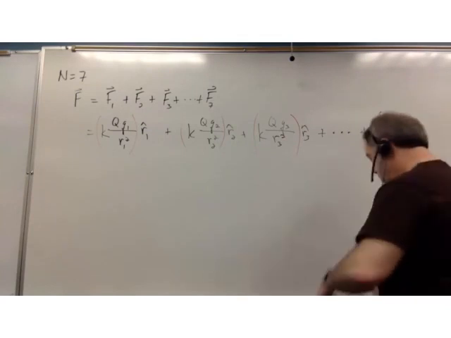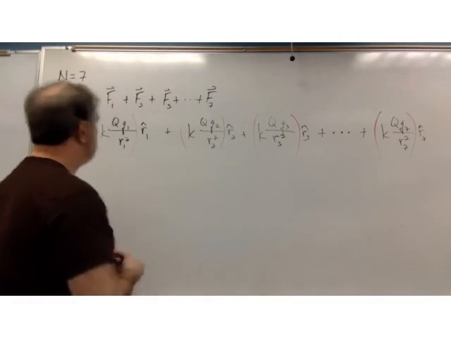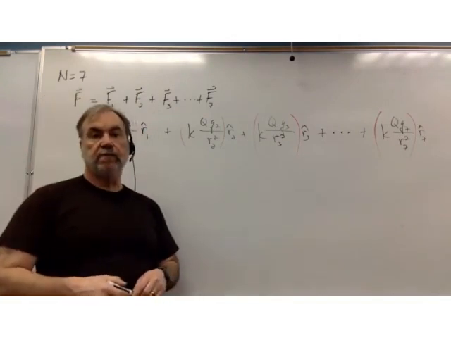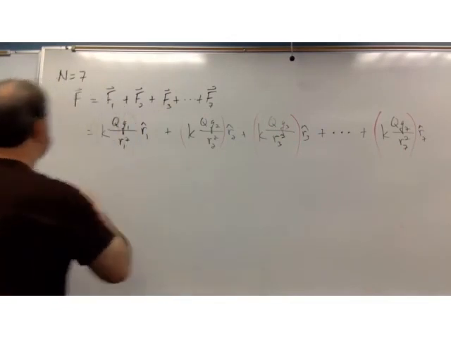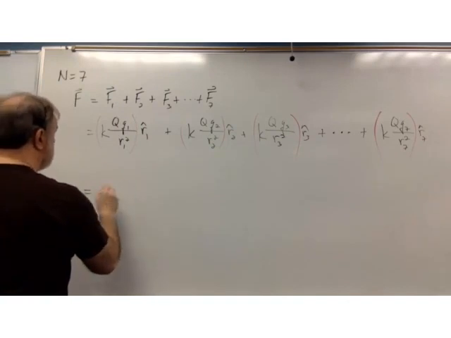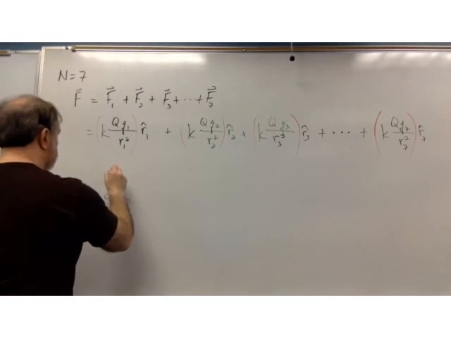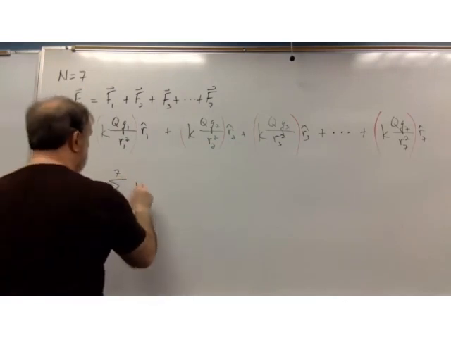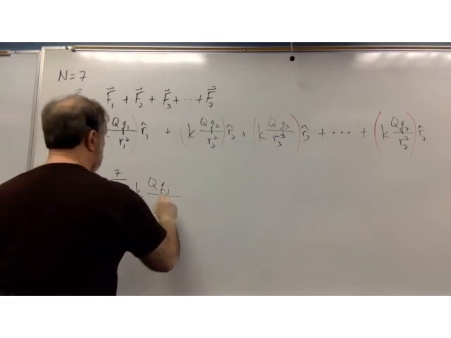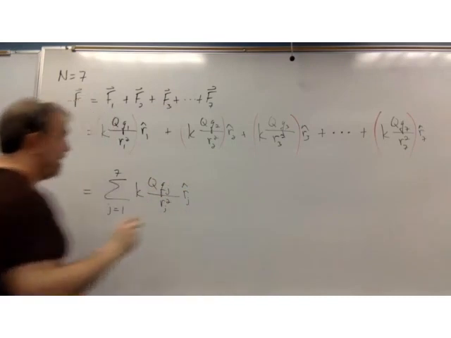Okay. That's an awful lot of writing. Surely we can condense this, and if you think back to your math class and remember the summation notation, I can write this as the sum from j equals 1 to 7 of k q q sub j over r sub j squared, r sub j hat. Okay?